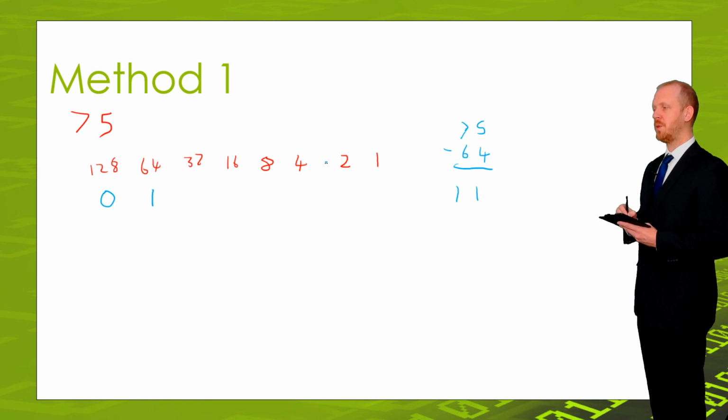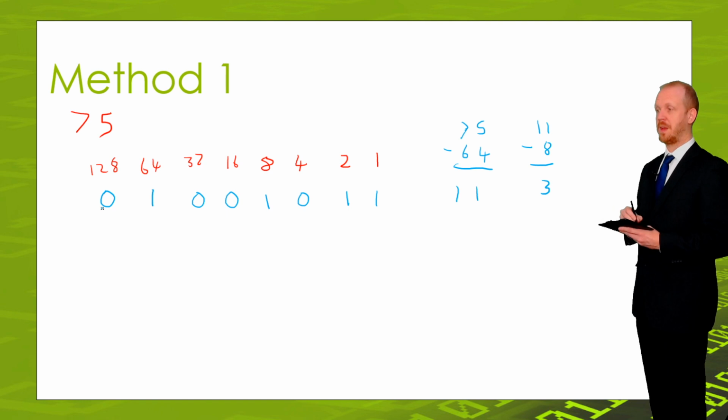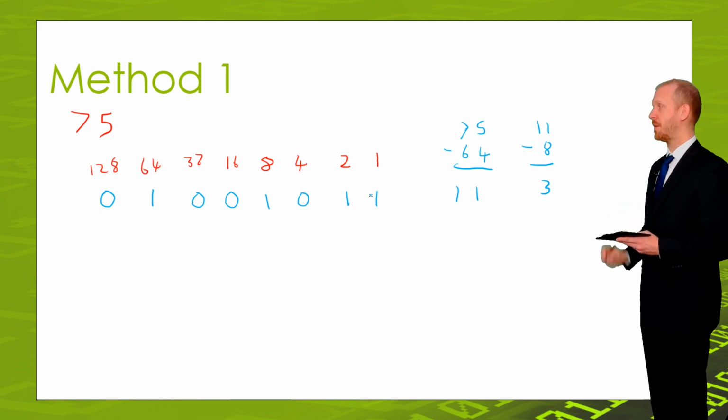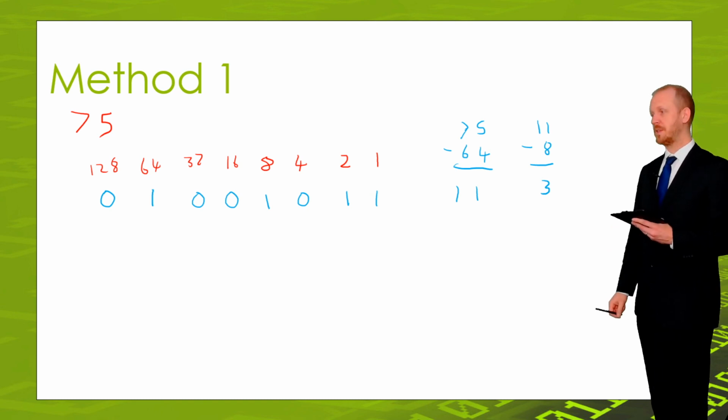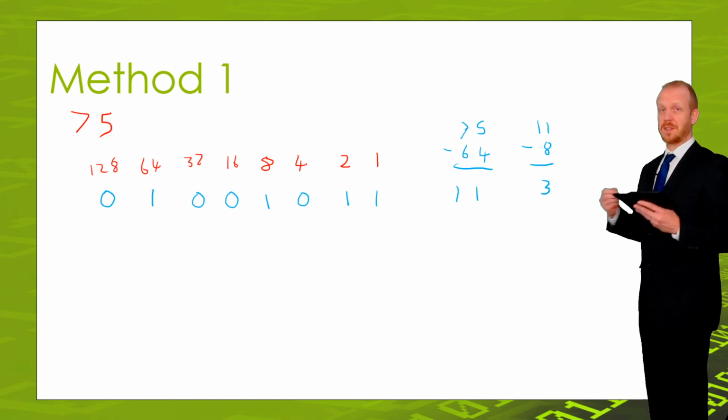So 32 does not fit into 11, so there's no 32s. 16 does not fit into 11, so there are no 16s. 8 does, so there is an 8 in there. So we take our 11, take away 8, leaving us with 3. There is no 4 in 3, there is a 2 and there is a 1. So that is our binary for 75. That's the first method.